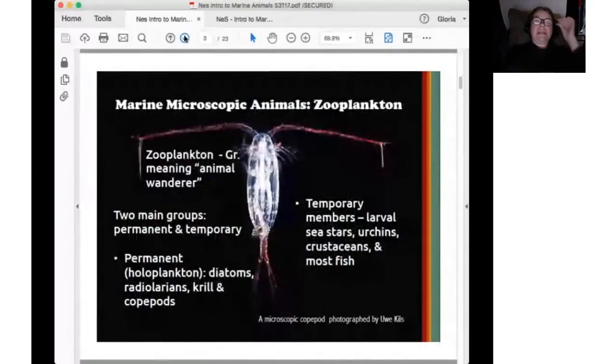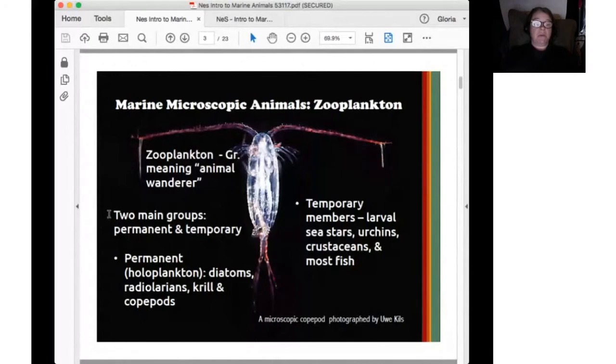All right, so marine microscopic animals, we'll start with the smallest animals first, zooplankton. And I'm not sure if you can see my cursor whirling around, but there it is. I wish I had a little red pointer, but I don't. So the word zooplankton comes from the Greek meaning animal wanderer, and that's because these animals just get tossed and turned all over the sea. They don't have too much control. I mean, some of them can swim, but a lot of them are just swept around by the currents and the waves of the sea.